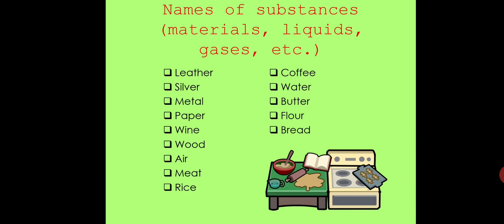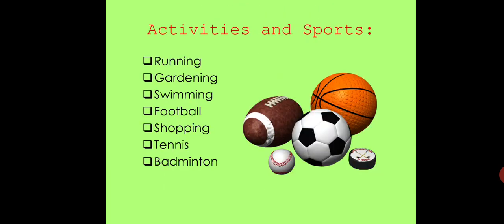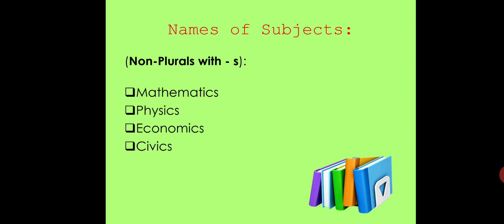Yan. So, ito pa yung mga example. If you go to your kitchen, you will see a lot of uncountable nouns. So, you have your liquid substances, you have your powdered form, and gases, and such. So, alright, activities and sports, they are also considered singular. Running, gardening, swimming, football, shopping, tennis, and badminton. Names of subjects, non-plural with S. Again, they have S in the end, but they're still singular.